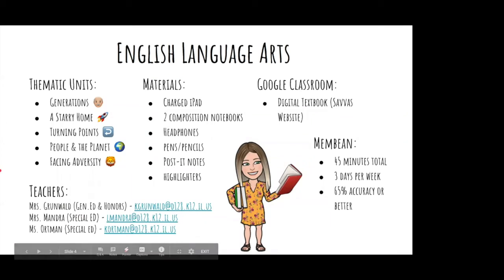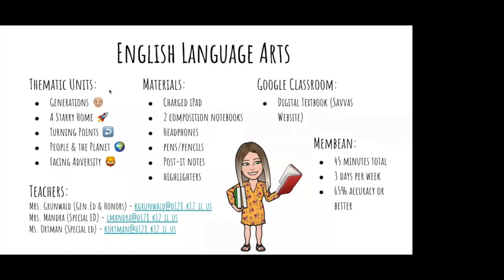I'm Mrs. Grunwald. I teach 7th grade ELA. To start with our thematic units, we had just started our first unit a couple days ago called Generations. It's basically where the kids are going to be learning about how different generations learn from and interact with each other. Then we'll be moving on to A Starry Home, which is about space. Then on to Turning Points, People and the Planet, and then Facing Adversity. So we'll have 5 thematic units that we go through throughout the year. All of these units integrate reading, writing, speaking and listening, grammar, all of those things. So looking forward to that.